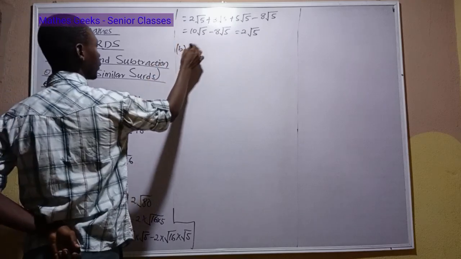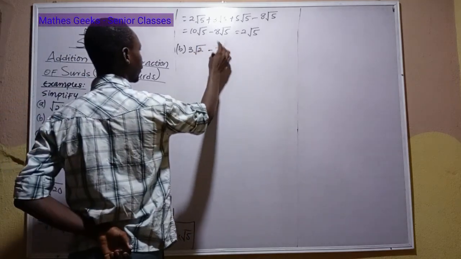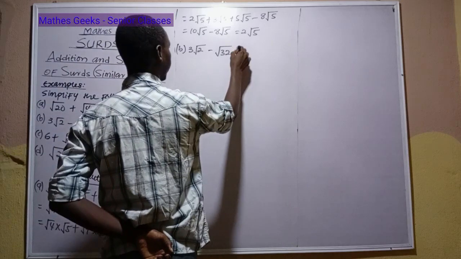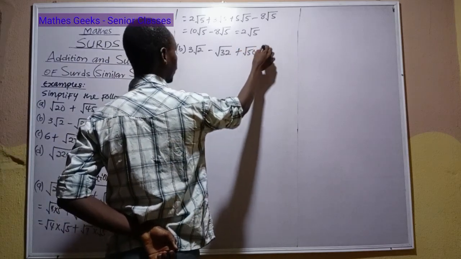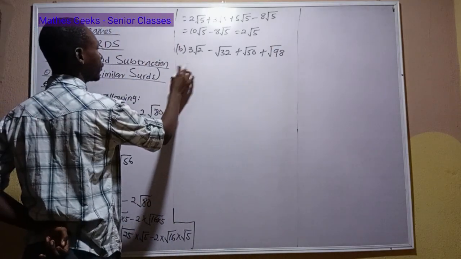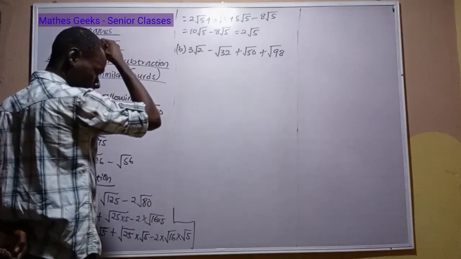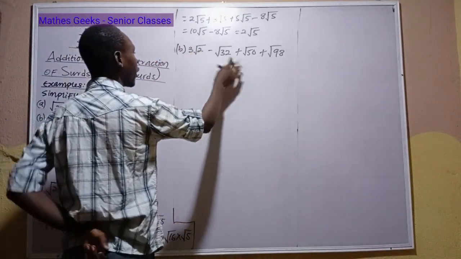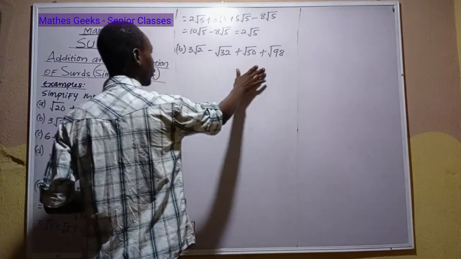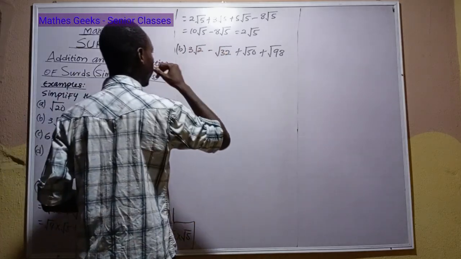3 root 2 minus root 32 plus root 50 plus root 98. To make it simple, since we already have root 2 here and we need to add or subtract, we must ensure that the surd that will be similar all through will be root 2. So we're going to make everything here a multiple of root 2.